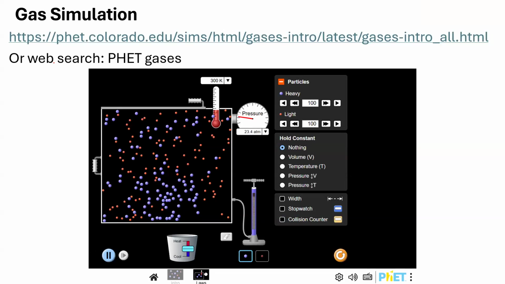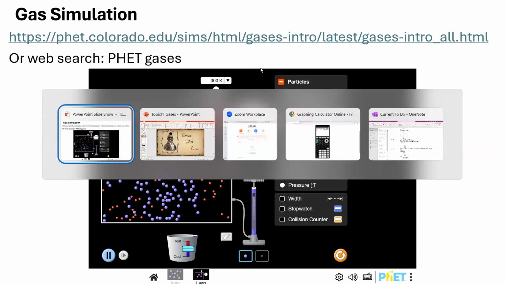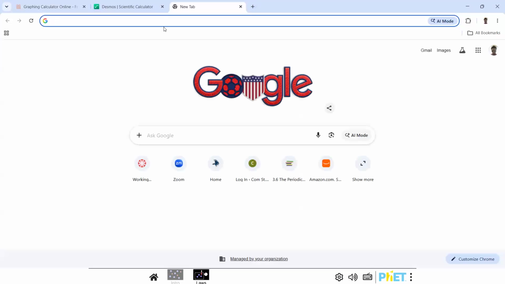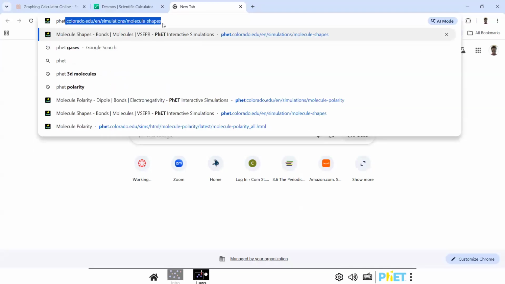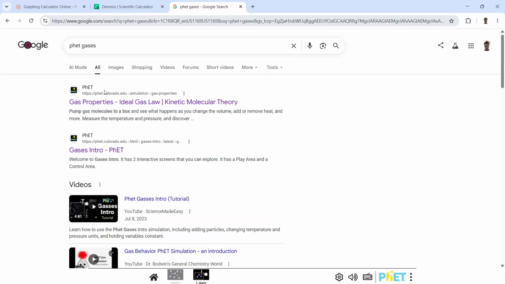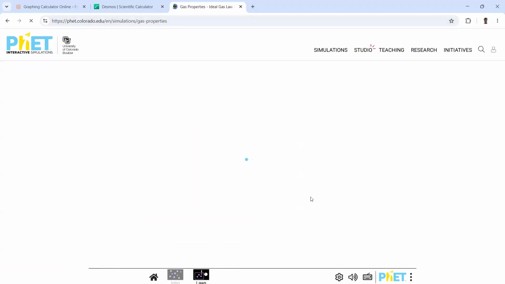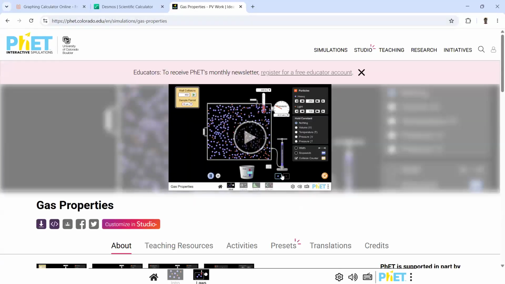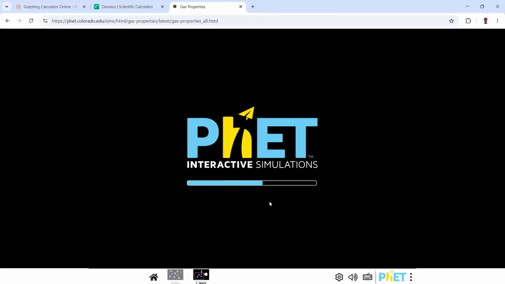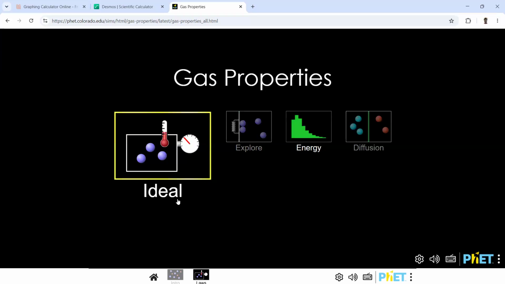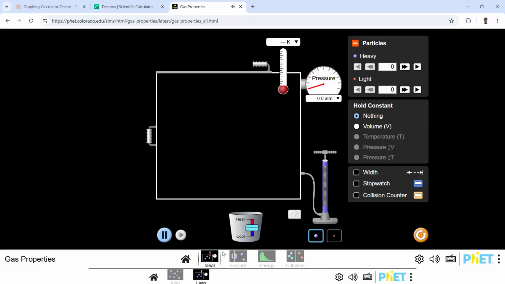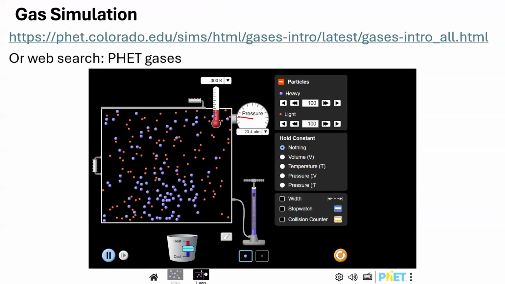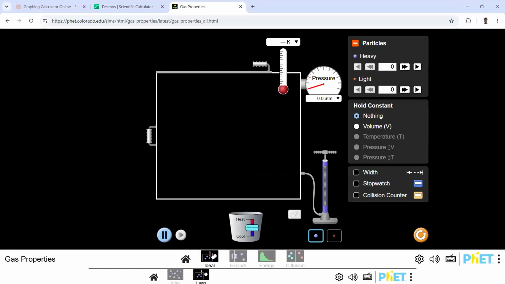I wanted to show you one thing here. Let's hide this first, clean up my screen. It's a pretty cool gas simulation. You could type that long address in, or I recommend just going here and typing in PhET and then gases. You get it here. Hit play. I think it works pretty good on a phone too. I haven't tried it in a while, but let's try ideal gas laws.